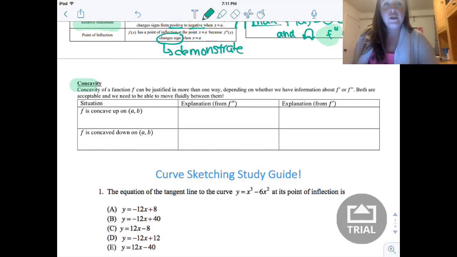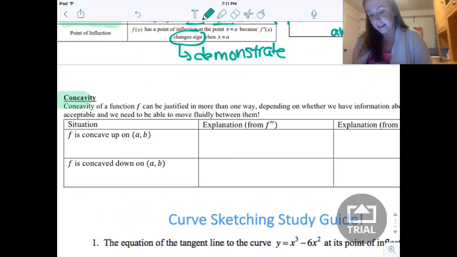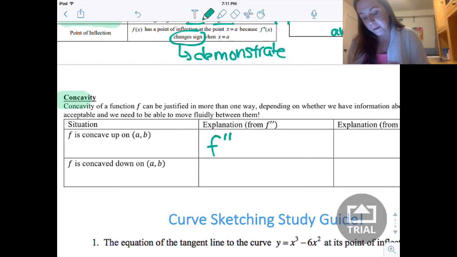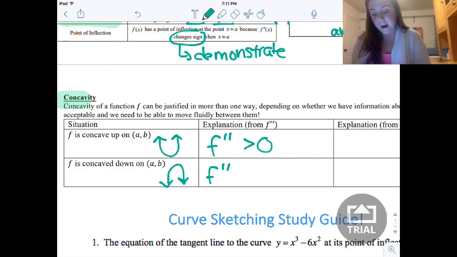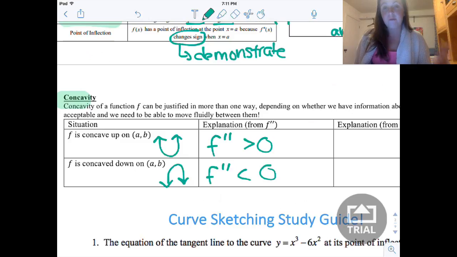For concavity, we need to make sure we're thinking about the second derivative, but sometimes we're starting with the first derivative. So the second derivative is concave up when f double prime is greater than 0. It's going to look like this, concave up like a cup. It's going to be concave down when f double prime is less than 0. Most of us have those memorized and do okay with that. But the issue comes when we're given the first derivative, especially if it's not a function that we can take a derivative of.